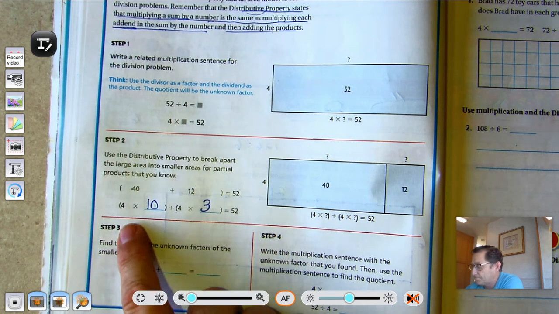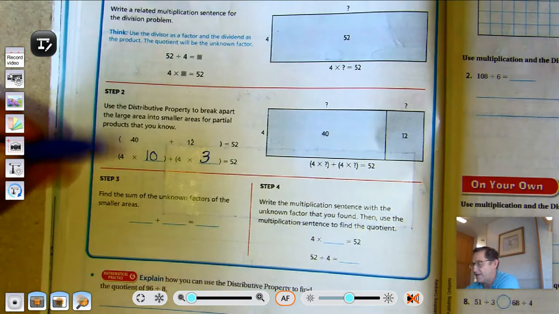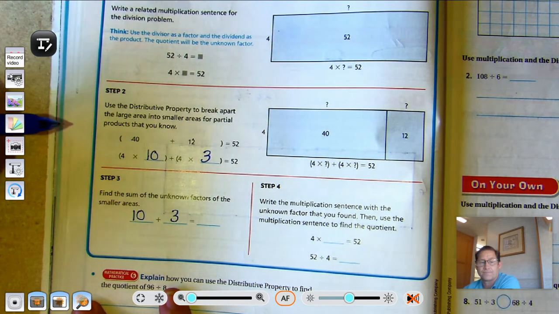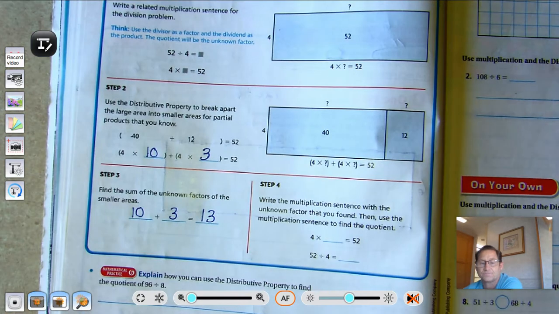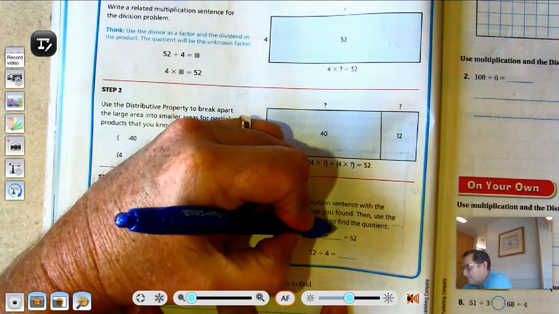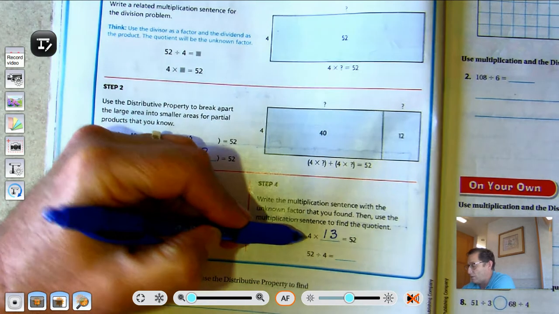Okay, so now find the sum of the unknown factors of the smaller areas. What were the unknown factors? 10 and 3. So just add those together and we get 13. So now, step 4, write the multiplication sentence with the unknown factor that you found. Then use the multiplication sentence to find the quotient. So we're saying 4 times 13 is 52. Then 52 divided by 4 is 13.